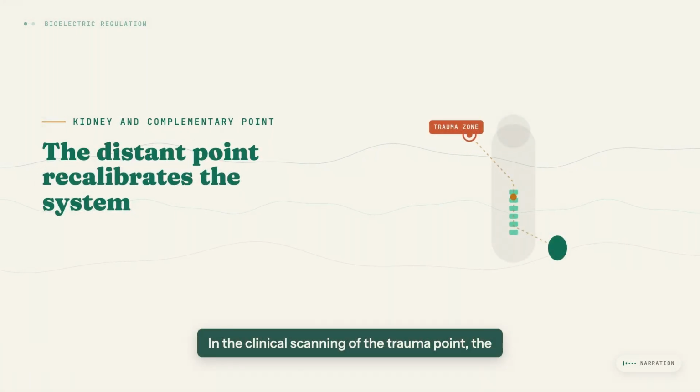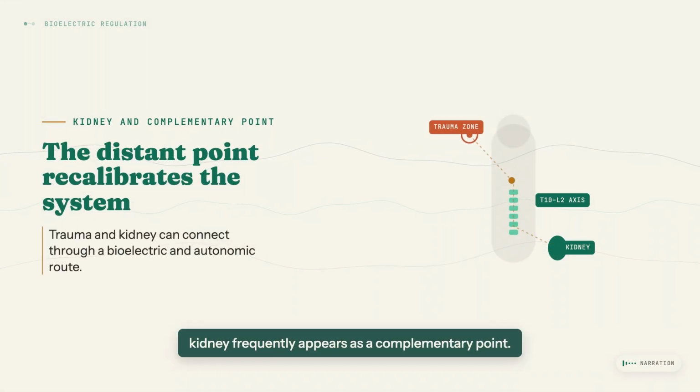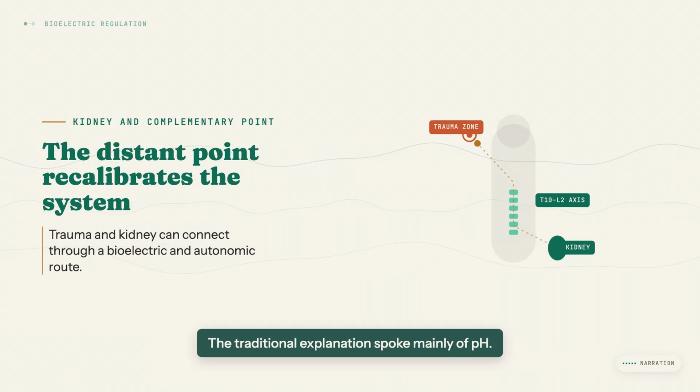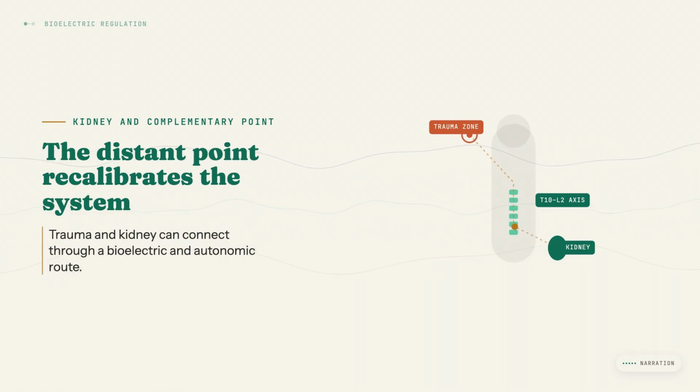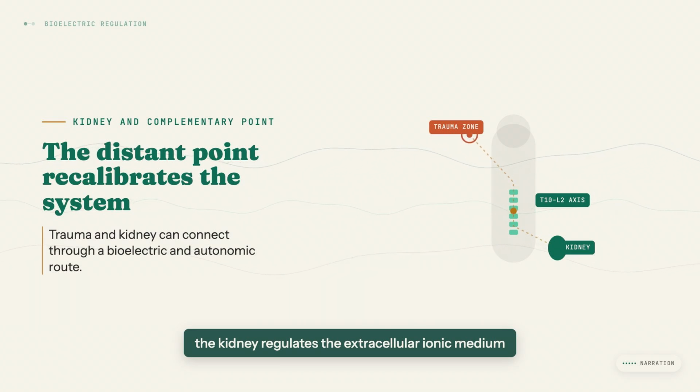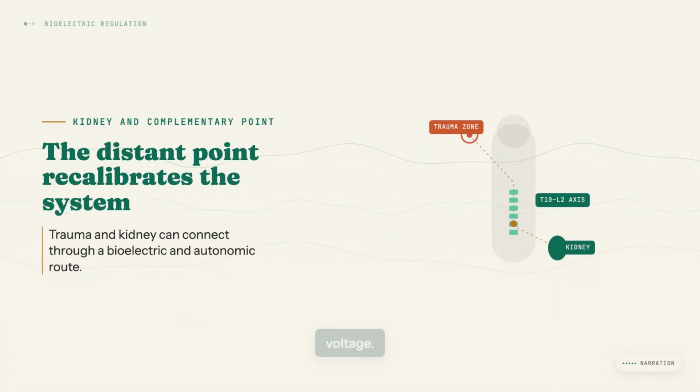In the clinical scanning of the trauma point, the kidney frequently appears as a complementary point. The traditional explanation spoke mainly of P8. The bioelectric framework proposes a broader reading. The kidney regulates the extracellular ionic medium with great precision, especially potassium, but also sodium, chloride, calcium, and water volume. In other words, the kidney helps establish the conditions that allow cells to maintain their resting voltage.